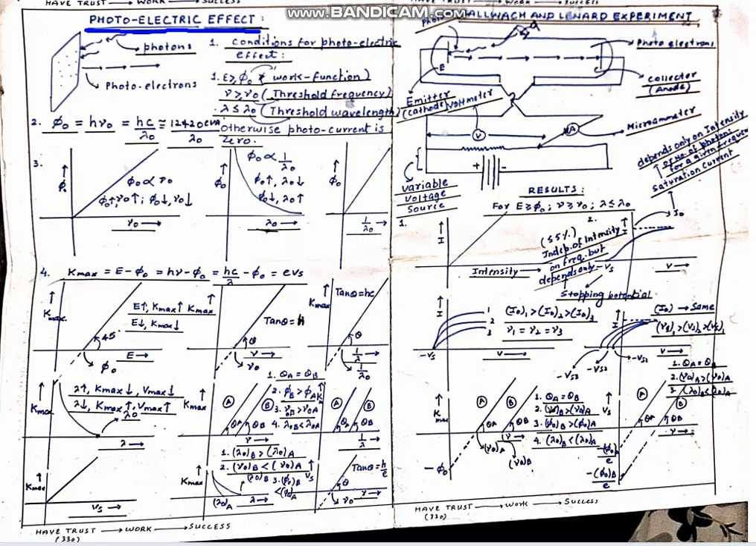As you know, photo stands for light and electric means electricity. So, talking in layman's language, when an electric current is produced due to the impact of photons or light, that effect is called the photoelectric effect.